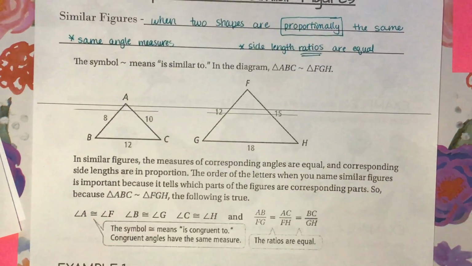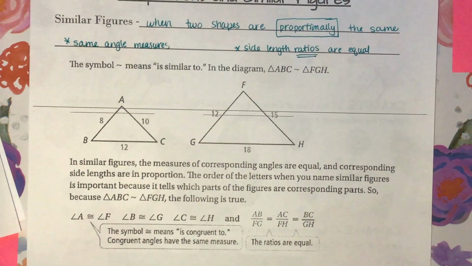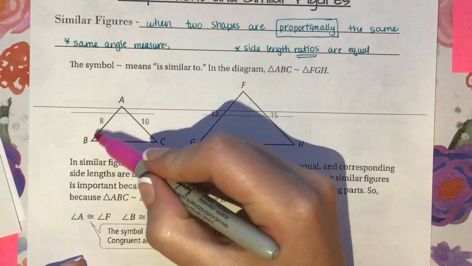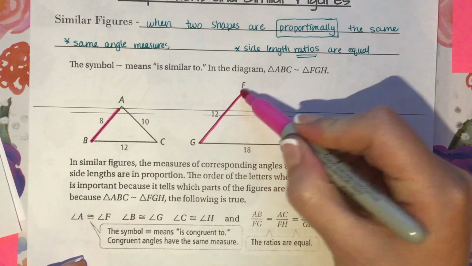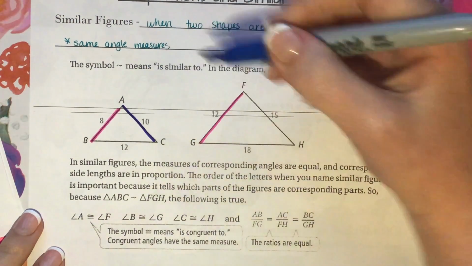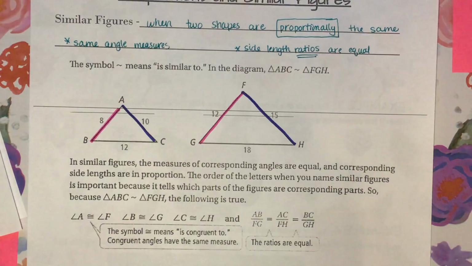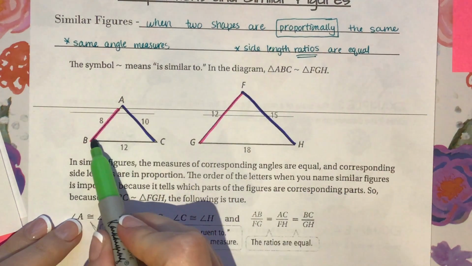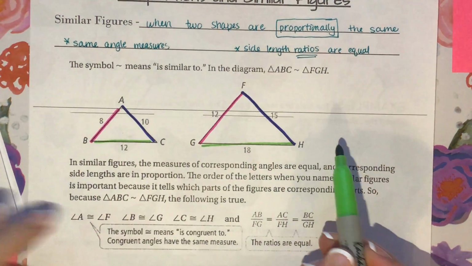So here we have an example of two triangles that are considered to be similar to one another. So the 8 goes with the 12, and those are proportional. And then let me get another color here. The 10 goes with the 15. And finally, we have this 12 going with the 18.